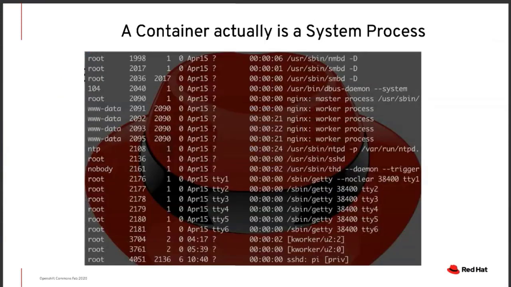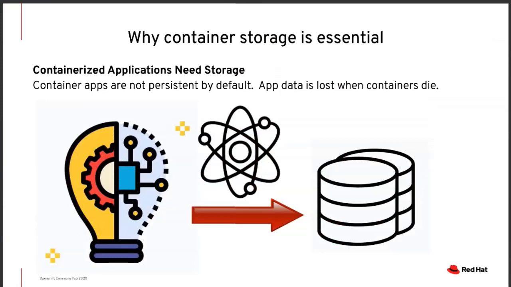However, a container is always a system process. It's not like black magic or so. It's a process that actually runs on your system, and a system process can die, it can fail for whatever reason. So this is exactly the reason why container storage is essential, and why containerized applications do need storage. Namely, a container app is not persistent by default. So when the container application dies or struggles, whatever, then there is a chance that you will lose the data.